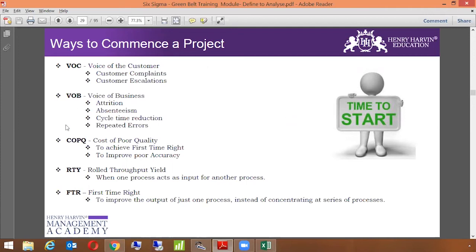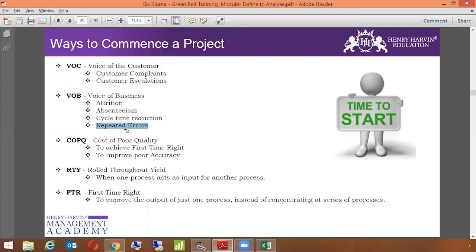The second way to commence a project is called voice of business, also called VOB. The first is attrition, absenteeism, cycle time reduction, repeated errors. All these are voice of business, voice of stakeholder, voice of CEO, voice of CFO, because they really want to improve these business metrics. It is not something which has come from the customer, it has come from the business.